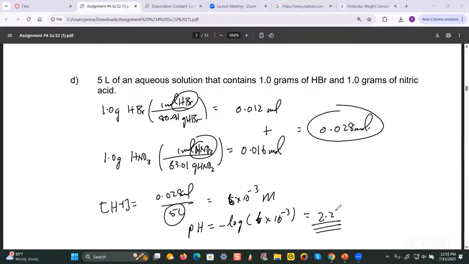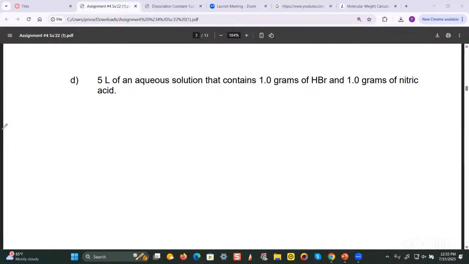All right? Any questions about this one? Any questions? No questions? Okay, let me clear this and see what's further down.